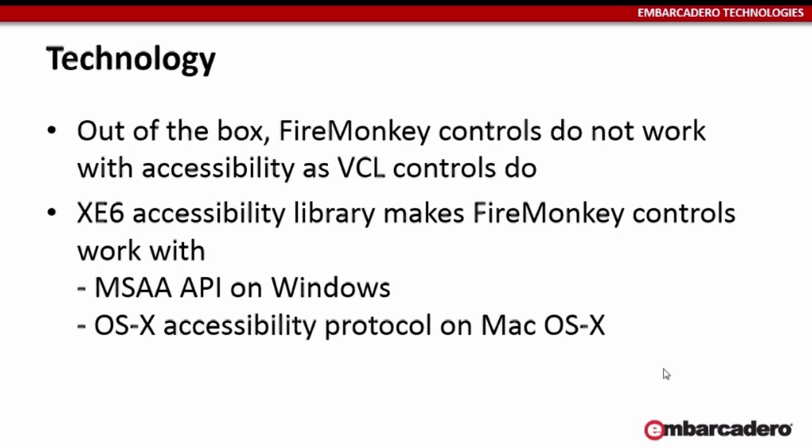So to overcome this issue, an XE6 accessibility library has been created, which uses behind the scenes the Microsoft Active Accessibility API on Windows, and the OS X accessibility protocol when being used on Mac OS X. So with this library that you can add to your applications, you can turn a FireMonkey XE6 application into an accessible application, just like the VCL applications are.